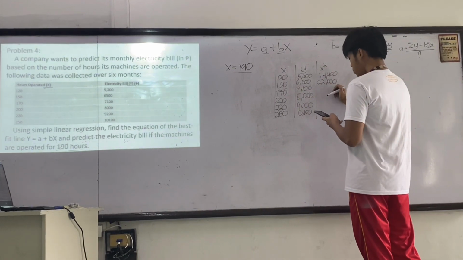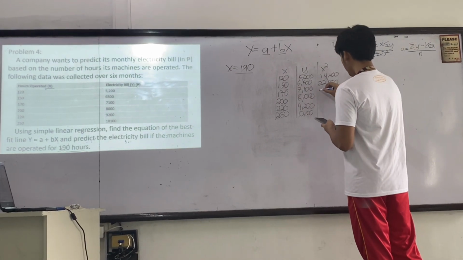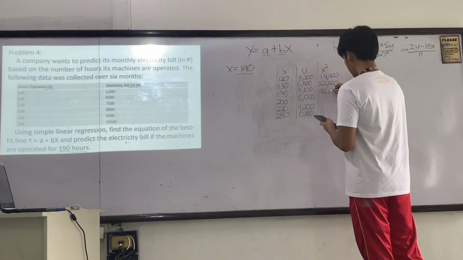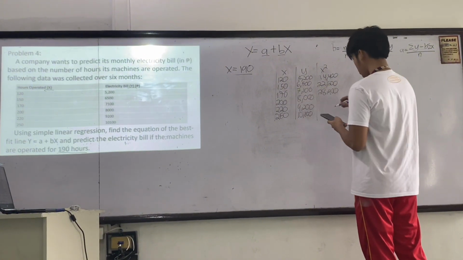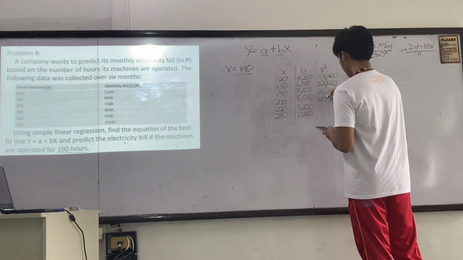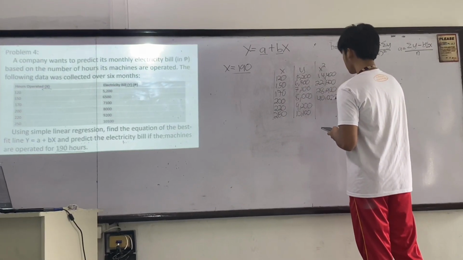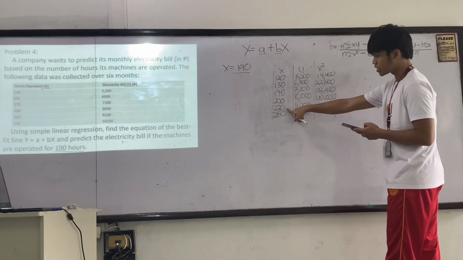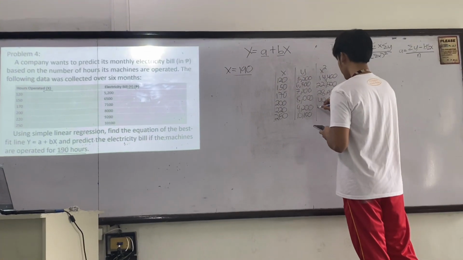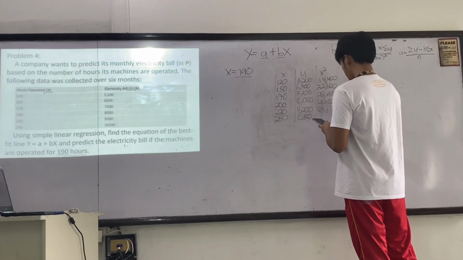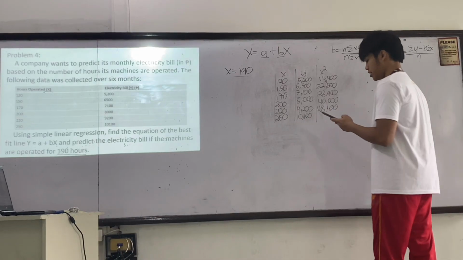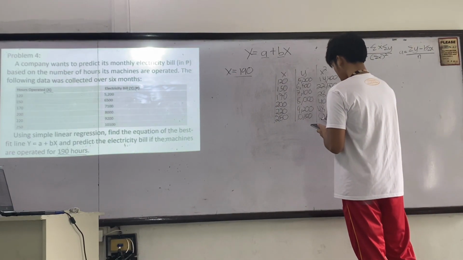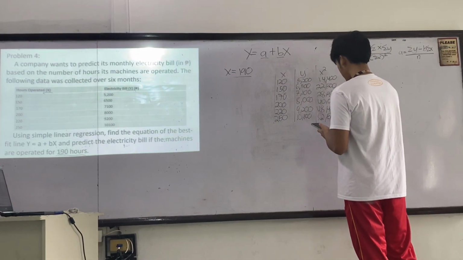170 squared will be 28,900. And 200 squared will be 40,000. 220 squared will be 48,400. And lastly, 250 squared is 62,500.